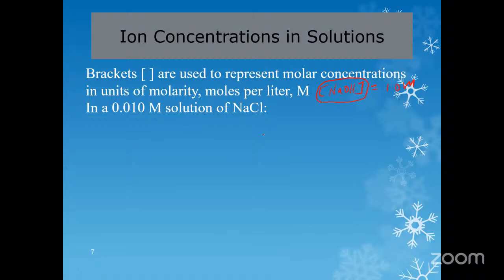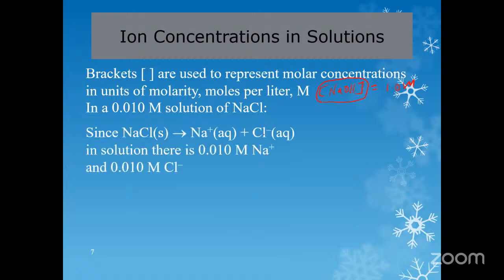So in the case of sodium chloride, where the molarity is 0.010 M, we know that sodium chloride, when added to water, and this is true for any ionic compound that dissolves in water, it breaks up. The fancy term that we use in chemistry, we say that it dissociates, right? So when sodium chloride dissociates, it forms sodium ions and chloride ions according to this equation right here.